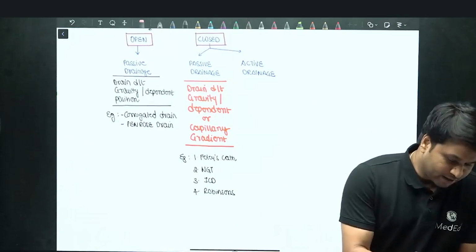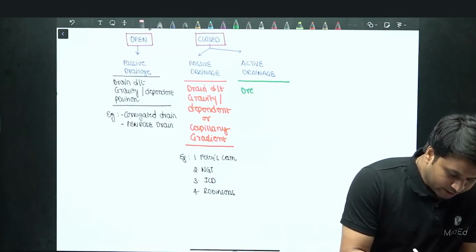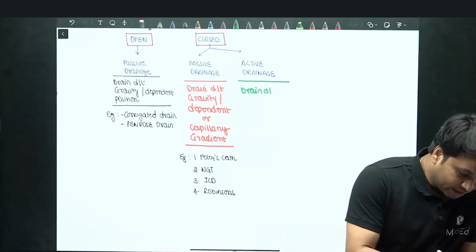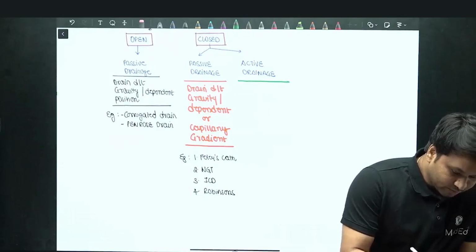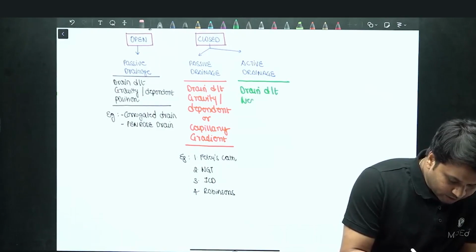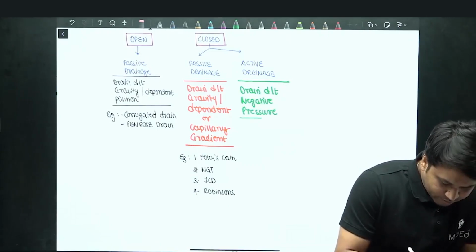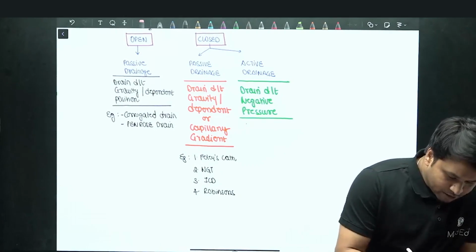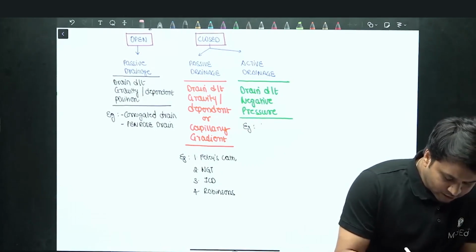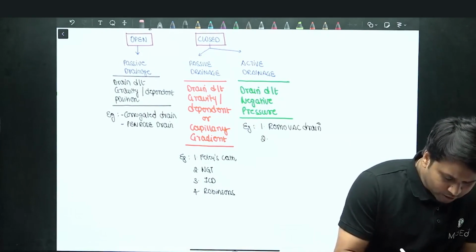Now we talk about the active drainage. They drain due to negative pressure that is applied. Now the examples that you have for the active drains: number one is your Romovac drain, and number two is your Jackson-Pratt drain.